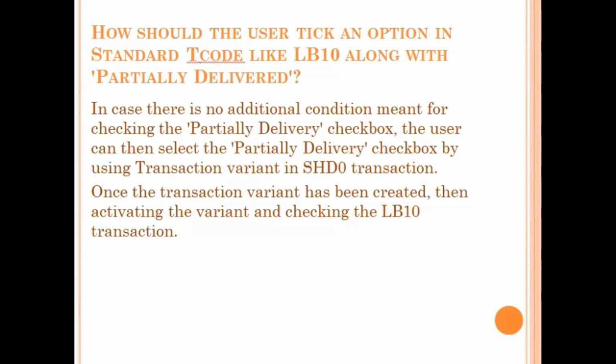How should the user tick an option in a standard T code like LB10 along with partial delivery? Answer. In case there is no additional condition meant for checking the partial delivery checkbox, the user can select the partial delivery checkbox by using a transaction variant in the SHD0 transaction. Once the transaction variant has been created, activate the variant and check the LB10 transaction.